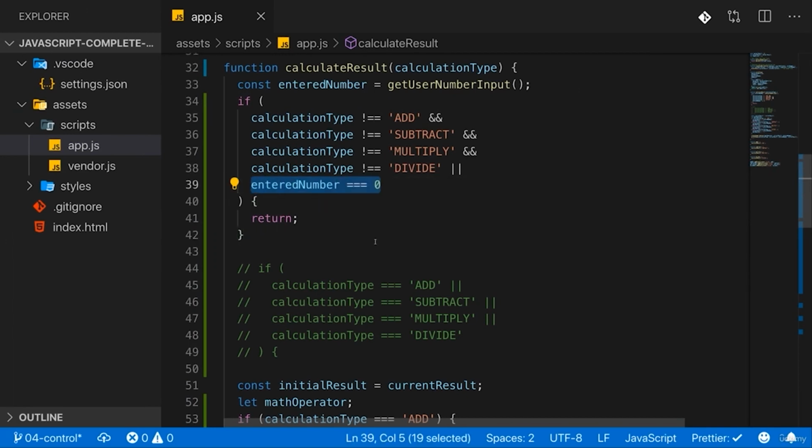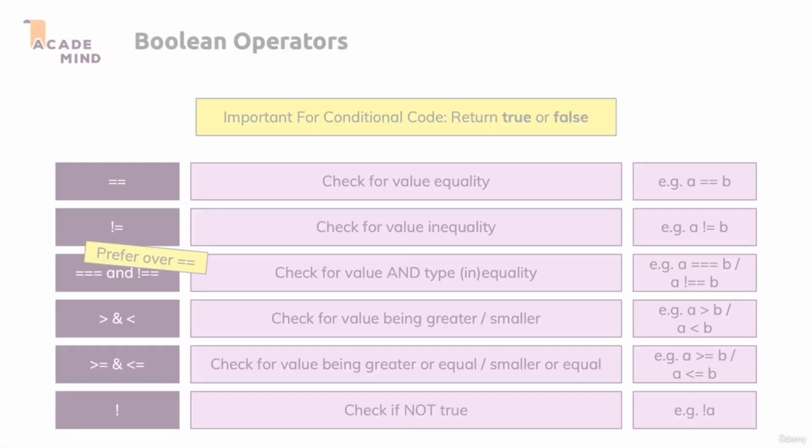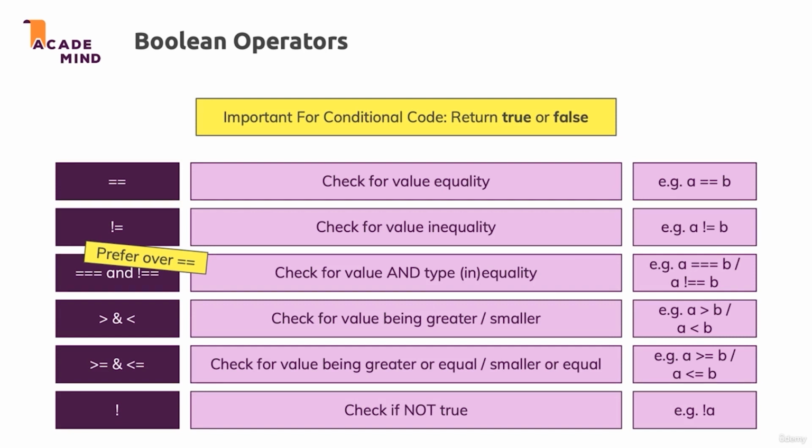Now, again, we can do that, but we can also say if entered number, or to be precise, since this would be treated as true if it's anything but 0, we can add an exclamation mark in front of this. Now this might look strange at first, but what this says is if not entered number. You might remember that slide at the very bottom here, the exclamation mark operator, that's what we're using here. This negates a value and checks if it's not true.